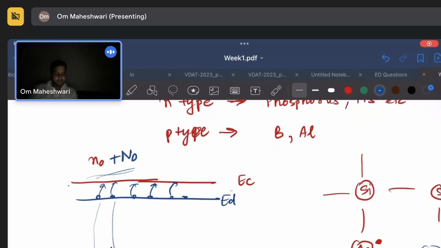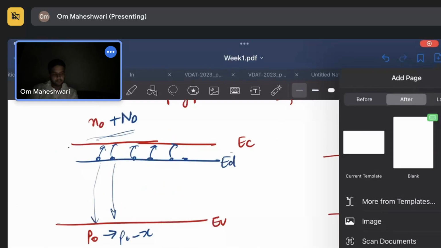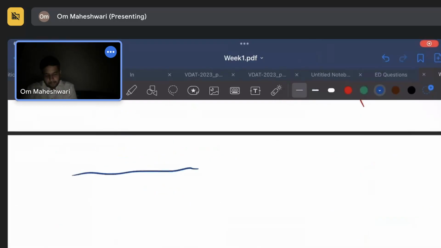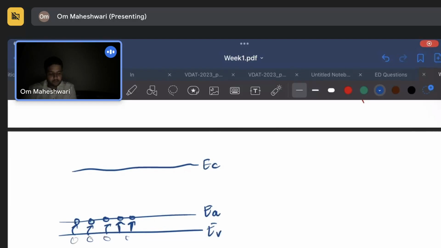And similarly, if there are ev, ec and acceptor states, the acceptor states will have holes which would be filled by electrons from the valence band, which will leave holes here. So holes earlier were p0, they will become p0 plus na.